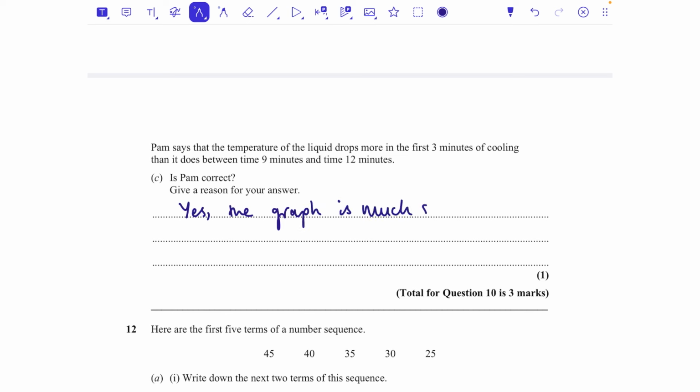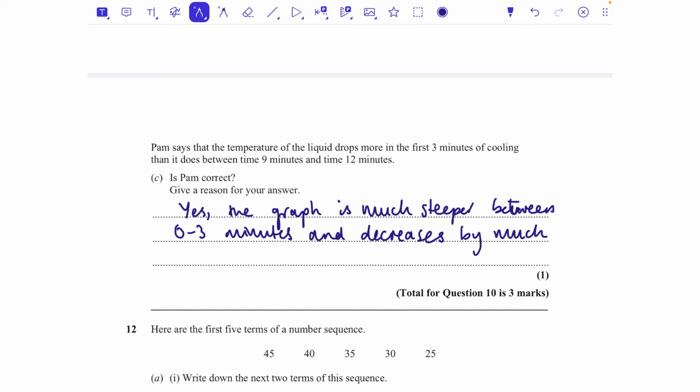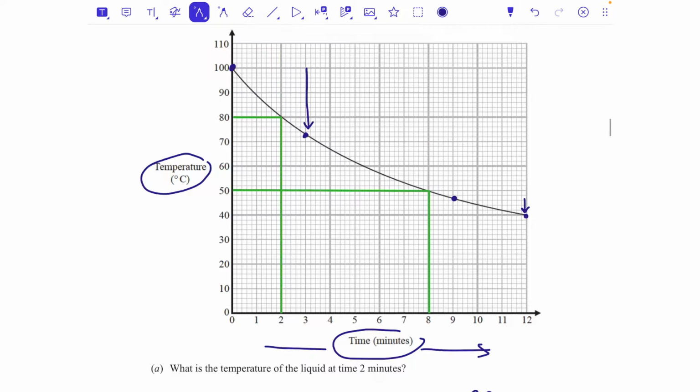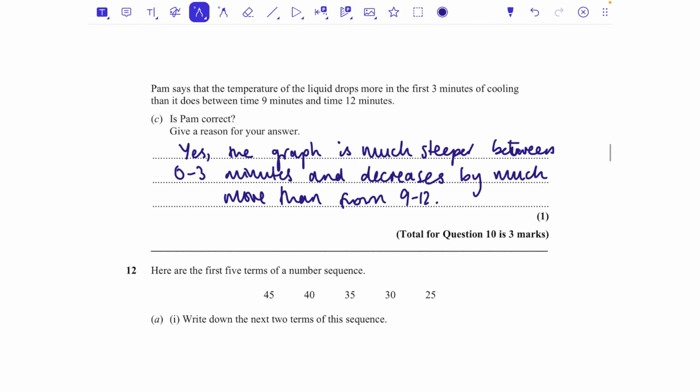Much steeper between 0 to 3 minutes and decreases by much more than from 9 to 12. So you didn't actually need to say how much it had gone down by, but if you did, great, but then those figures needed to be correct. But it was only one mark. So I think just to say, yeah, I've had a look at the graph and I can see it goes down by much more, and we can see the graph is steeper there, that's absolutely fine.